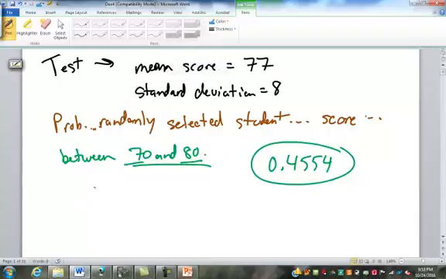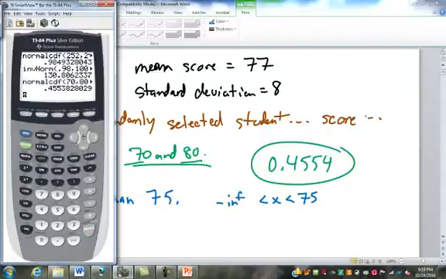How about the probability that a randomly selected student scores less than 75? Now again, because this is a continuous distribution, it doesn't matter whether it's less than 75 or no more than 75 or less than or equal to 75, because the or equal to has 0 probability to it, so it doesn't change things. Less than 75 means we're finding a value that is between 75 and negative infinity.